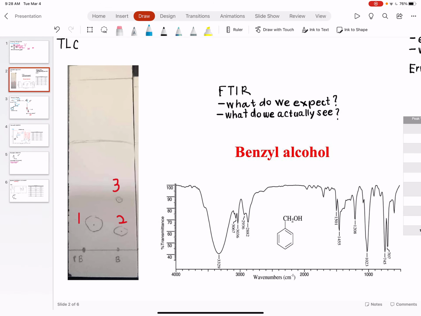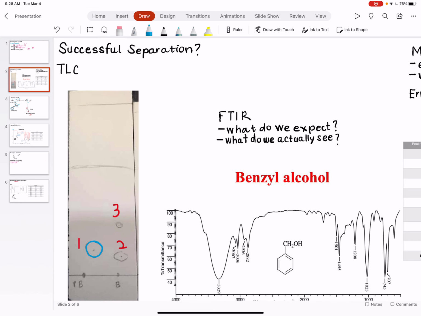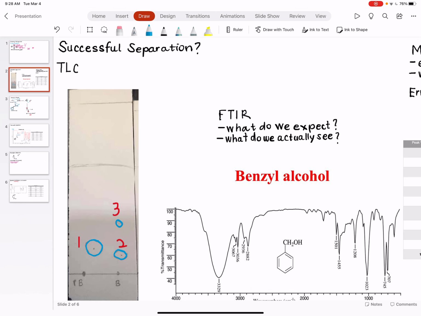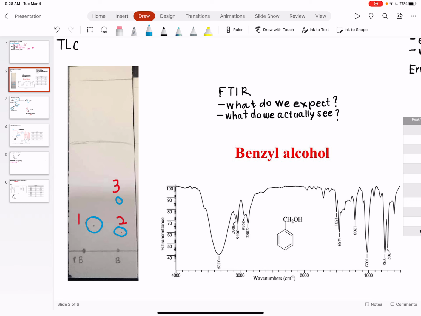So first, looking at TLC here, this is the example directly from the pre-lab. The spots are already labeled, so that's super helpful. But you can see for pure benzoic acid, there is one spot, labeled by PB. And our product, which is labeled by B, has 2 spots here. So 1 and 2. Spots 1 and 2 on this TLC plate are relatively similar in size and position, so that's great. However, spot 3 from our product does not show up in the pure form of benzoic acid. So that indicates impurities in our product and an unsuccessful separation at this point.